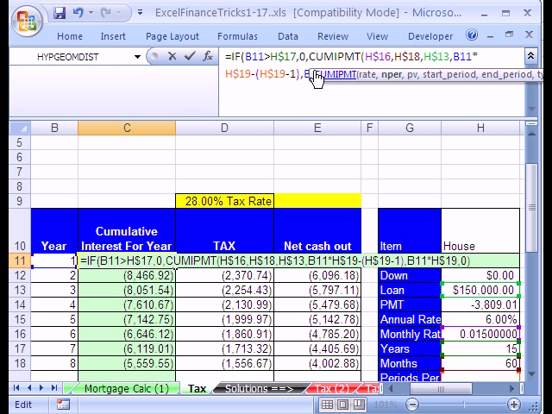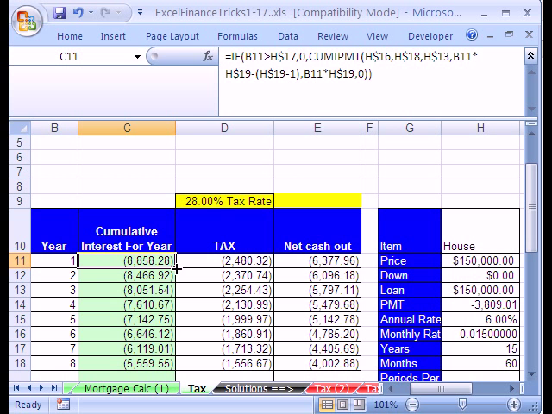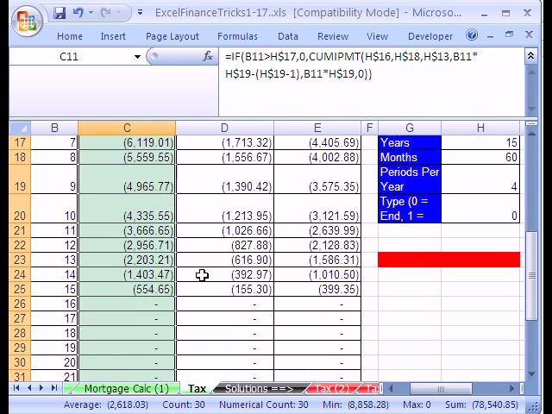You can always move the screen tip out of the way. And when you see that cursor right there, you can click and drag. Now I need to come and put a close parenthesis on the end. All this is doing is testing to see if this year is greater than this. Control Enter, and then double click and send it down. And there our little table works.